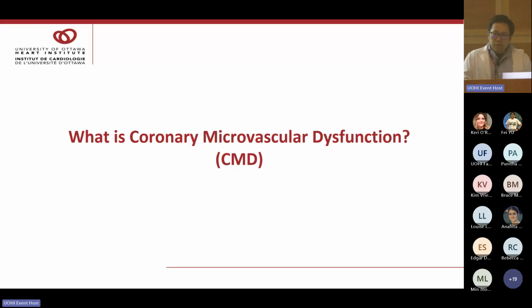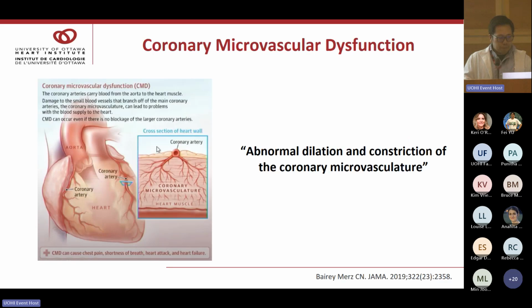So now, what is coronary microvascular dysfunction, CMD? This is a patient information article published in JAMA. They define it as abnormal dilation and constriction of the coronary microvasculature. It is also mentioned that most people with CMD are women, and the risk factors for having CMD are hypertension, diabetes, dyslipidemia, smoking, and autoimmune disease, as well as previous treatment of breast cancer.